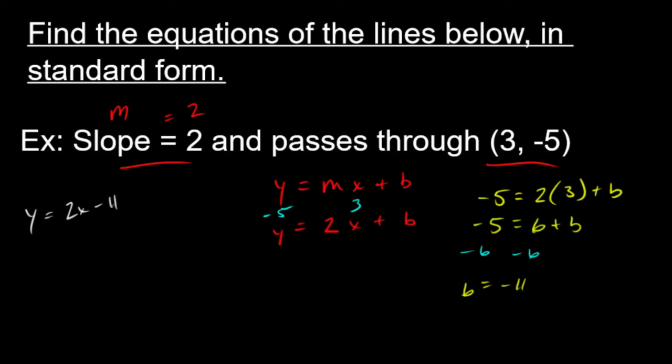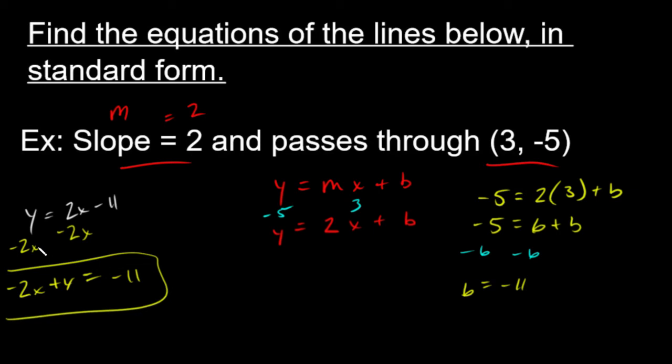And you're just one step away from getting this into standard form, which is to get this number by itself, and so you just subtract 2x, and you get negative 2x plus y equals negative 11. Boom, done. All right, so basically, you just do everything we did to get it in slope-intercept form, and then it's just one step away to get it into standard form. Okay.